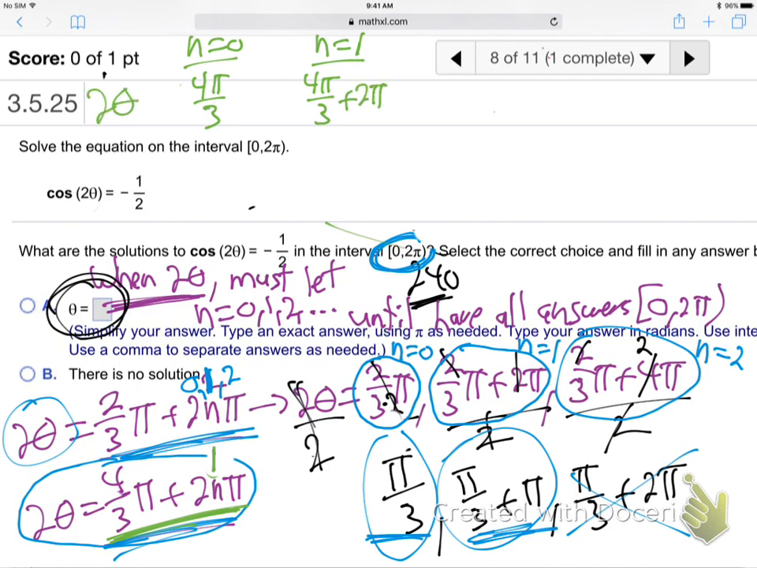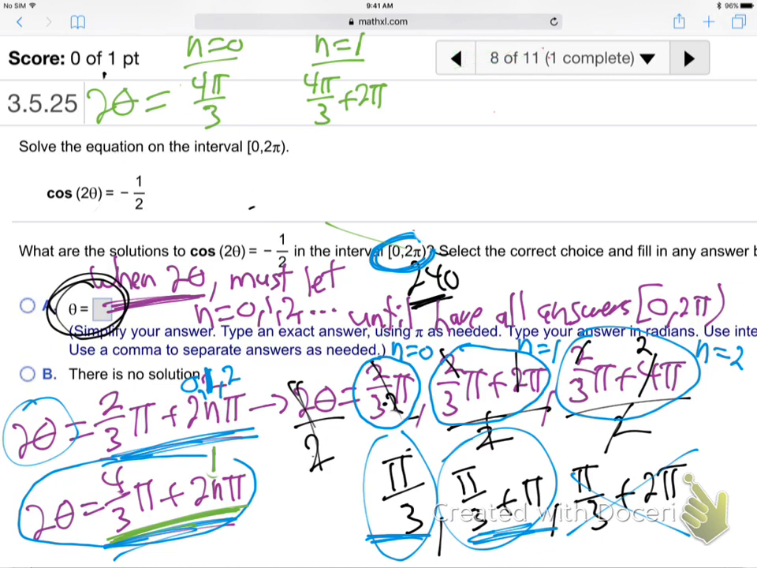Remember, these are what 2 theta equal. At first, some of these answers look like they're more than 2 pi, but remember, we're going to divide by 2. That's what brings some of them down within 2 pi. N equals 2 is going to be too much again. You don't need to do n equals 2. It's going to be just like the other one. It's going to go too far.